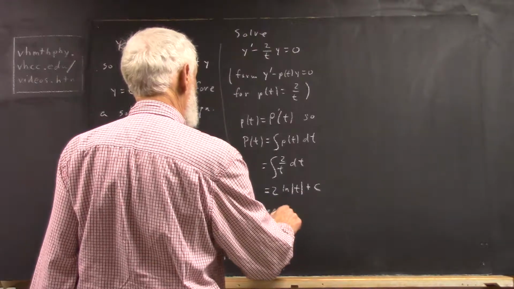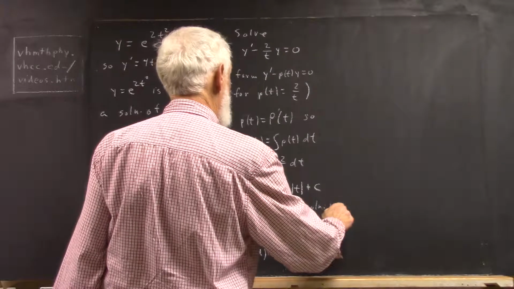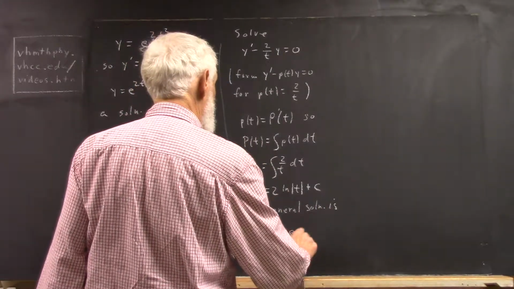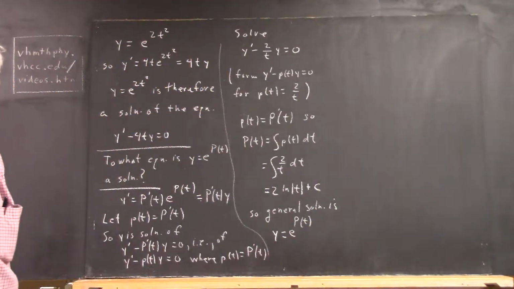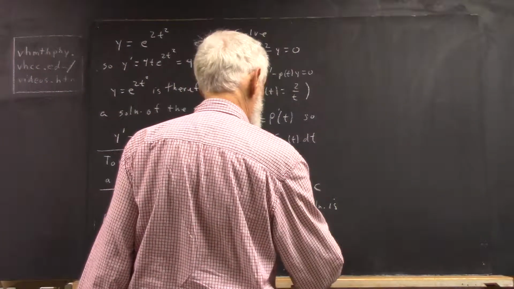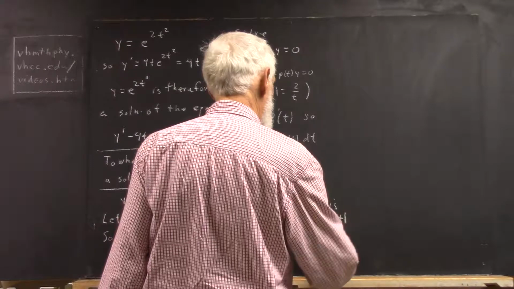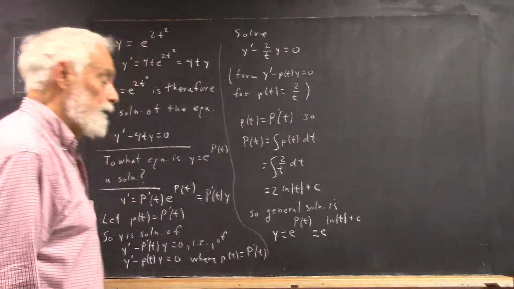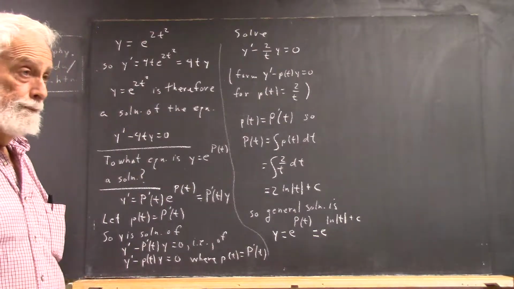Your general solution then is y equals e to the big P of t, right? Which is e to the natural log of the absolute value of t plus c. Okay?